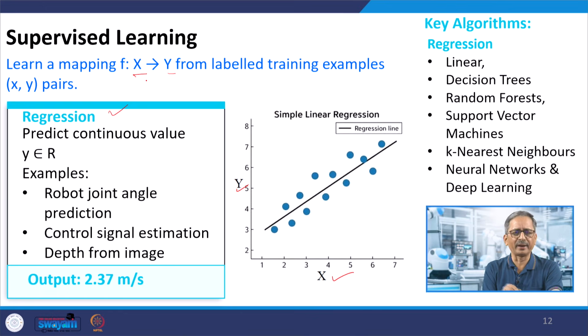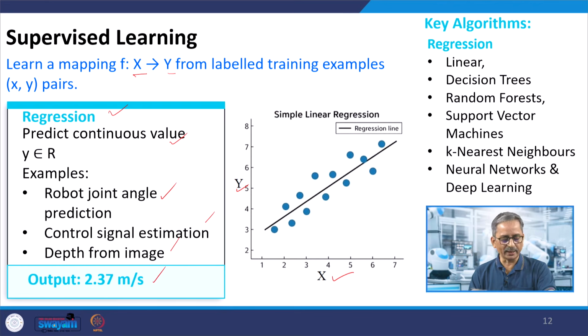One is regression. All of you must have studied it in your statistics course. Regression predicts continuous values basically. Examples in the robotic sense could be robot joint angle prediction, control signal estimation, or depth from an image. You could have an output, say the mobile robot velocity is 2.37 meters per second.